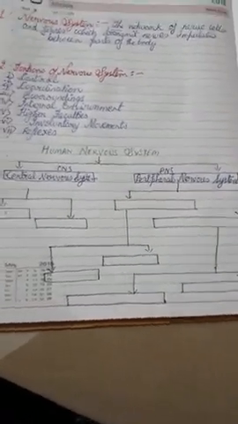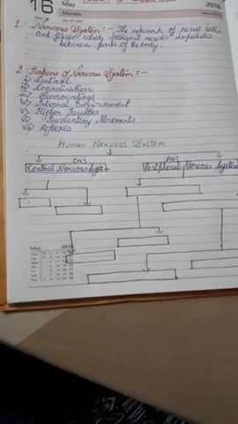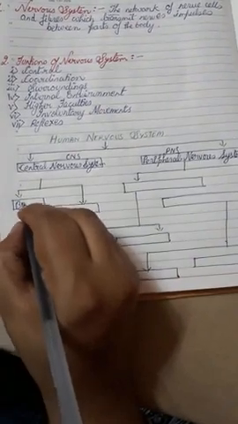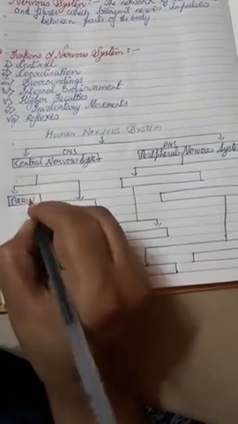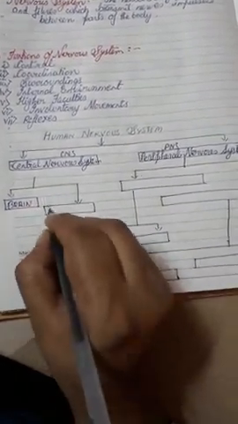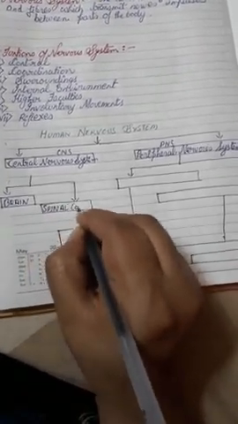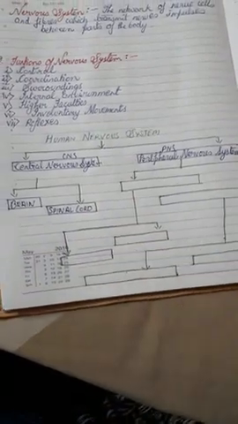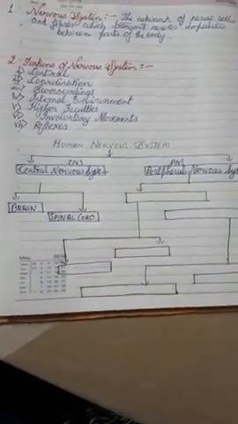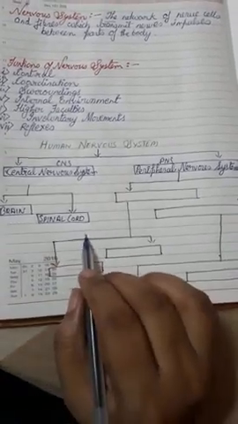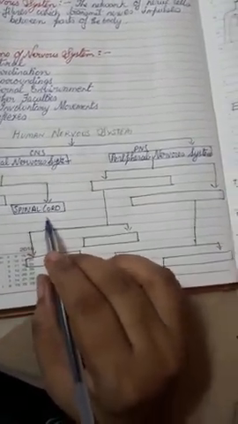Okay, now our central nervous system is further divided into two parts. One is your brain and the other one is our spinal cord. Now all our activities and functions of the body take place by the brain, but your reflex actions are taken by the spinal cord.